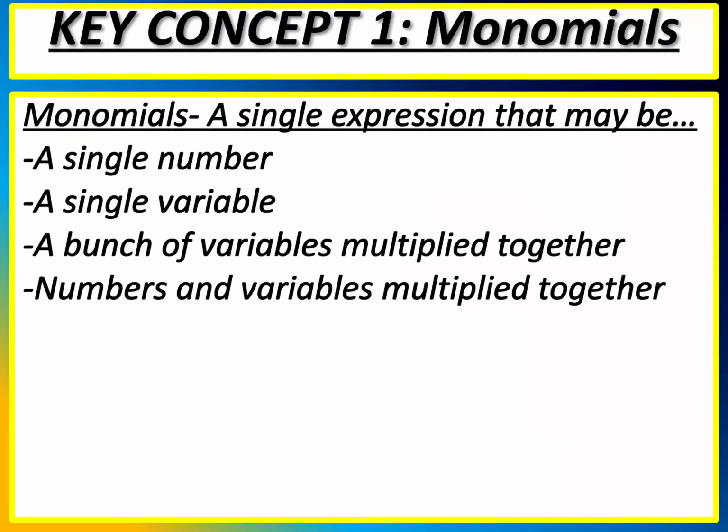Exponent rules apply to something called monomials, which are single expressions that can be a number, a variable, a bunch of variables multiplied together, or numbers and variables multiplied together. The key here is that we use multiplication. So 3x, 2sy cubed, m to the fourth n cubed. Those are all examples of monomials.